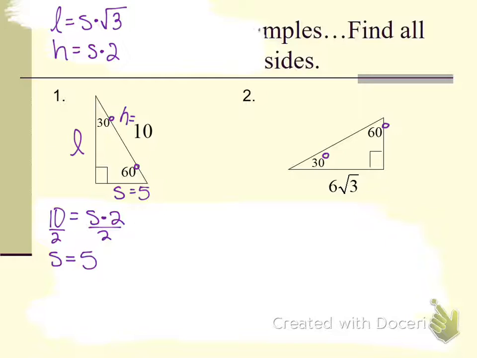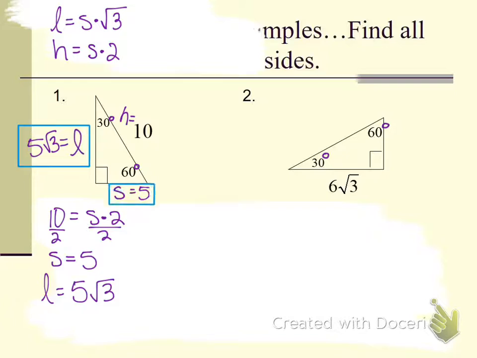Then, of course, to find the long leg, it shouldn't be too bad after that. The long leg is equal to the short one, which we just found out was 5, times the square root of 3. Can we do anything to simplify that? No. So that's just it. That's our answer. So the long one is 5 root 3. So there are the missing sides.